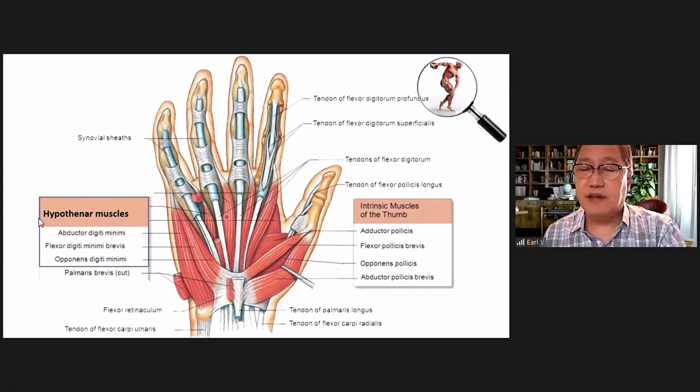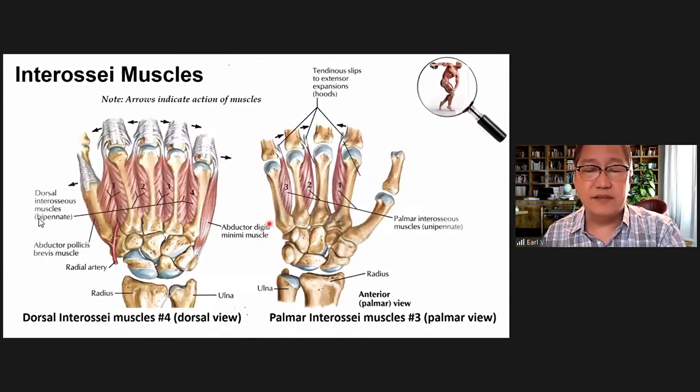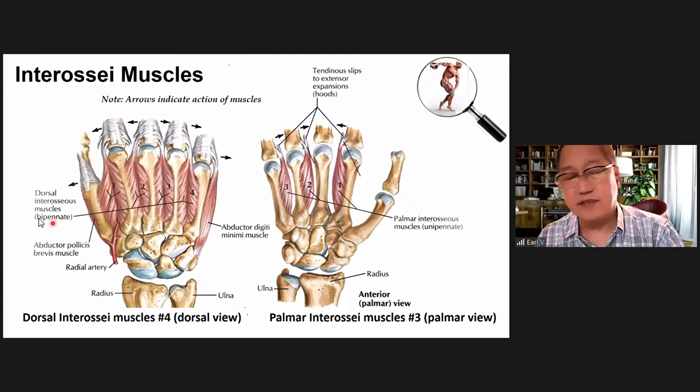So now we have other intrinsic muscles of the hand. We call those the interossei muscles. There is such a thing as the dorsal interosseous muscles and the palmar interosseous muscles. All of them originate at the medial and lateral sides of the metacarpals. So let's go to the dorsal interosseous muscle. Notice this dorsal interosseous muscle is bipennate, like coconut leaves, bipennate.